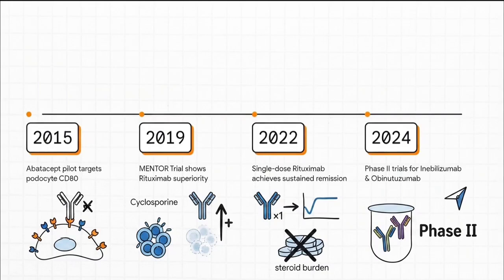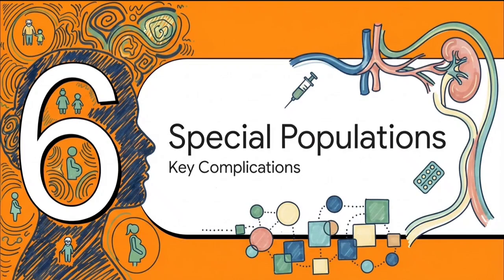Also in 2022, ofatumumab started being successfully deployed for patients who developed rituximab allergies. And right now, in 2023 and 2024, we're closely watching Phase 2 trials for next-generation agents like inebilizumab and obinutuzumab. So the whole paradigm is shifting heavily toward targeted B-cell depletion. Section 6. Anticipating complications in special populations. Because as exciting as these new treatments are, we're treating the whole patient, not just a biopsy.